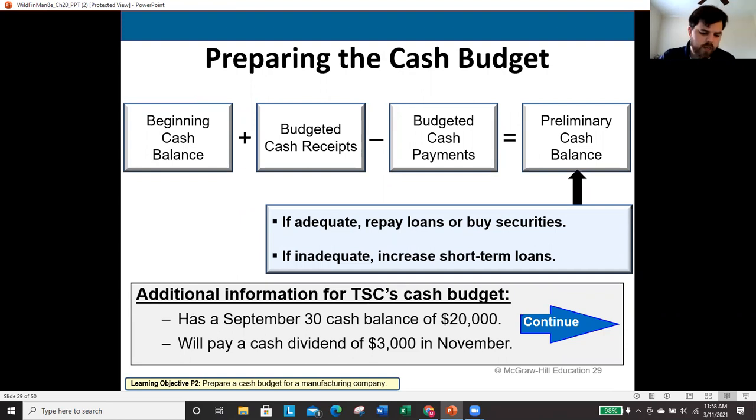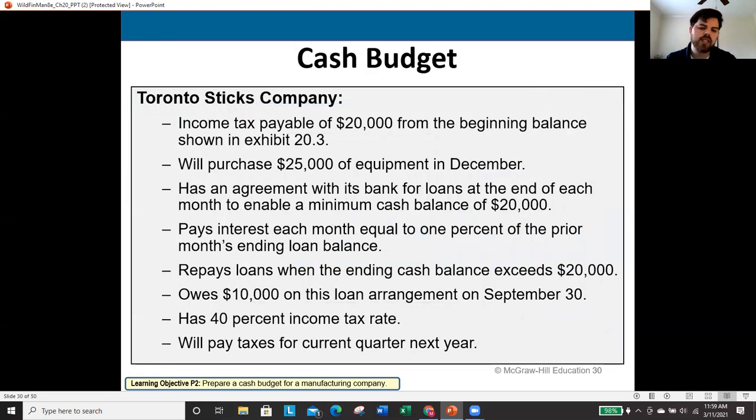So in this case, they tell me that as of September 30th, my cash balance was $20,000, and we plan to pay a cash dividend of $3,000 in the month of November. So the question then is, well, what is that $20,000 when I get to October? Well, that will be that beginning cash balance. Whatever I ended September with will be what I begin the month of October with. So in this case, let's see the information that we are given.